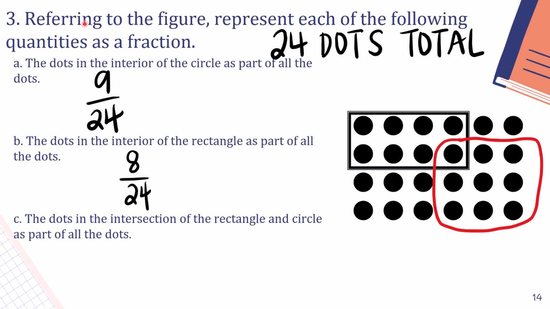And then part C says we're supposed to represent as a fraction the dots in the intersection of the rectangle and the circle as part of all the dots. So the intersection is just that one little dot right there. So there's 1/24. And just to emphasize here, this is the intersection.